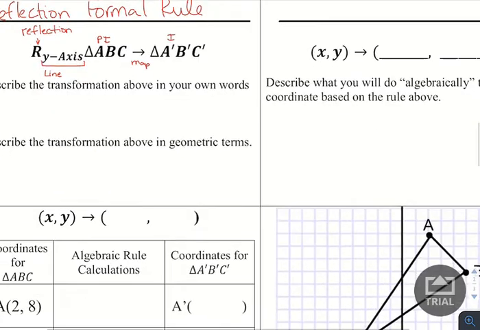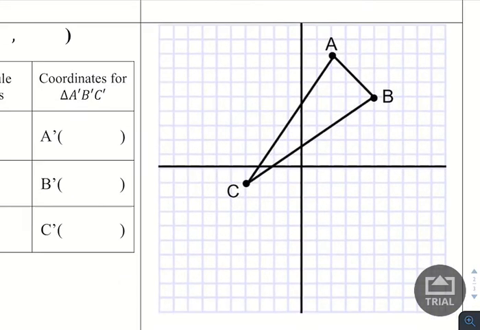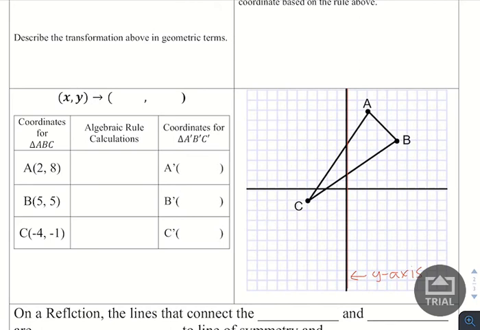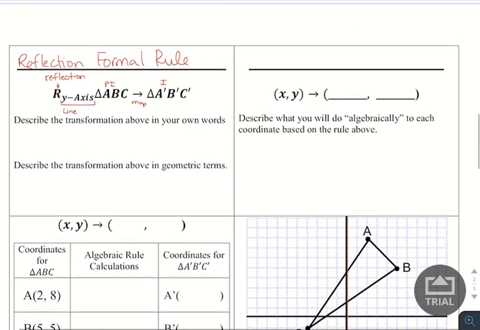And a lot of our work is going to be over axes, because if we can flip over axes, we can flip over basically anything. But that's what's going on. So we're just going to take this triangle ABC and flip it over the y-axis to this new triangle A prime, B prime, C prime. Okay, so you can definitely fill out those two pieces now.